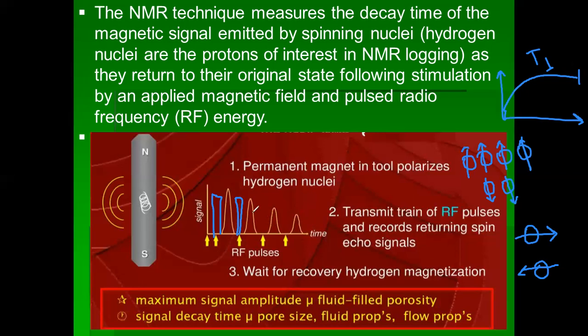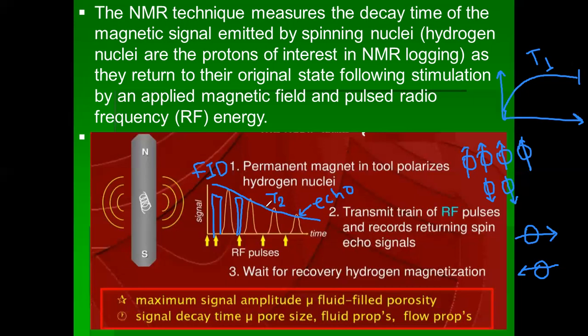This will produce a sequence of what are called echoes. This sequence of echoes will be of decreasing amplitude, and the curve that connects all of these decreasing amplitudes is called the free induction decay curve. It is an exponential curve characterized by another time constant called T2, or the transverse relaxation time.